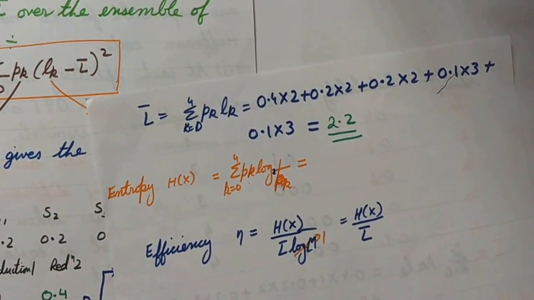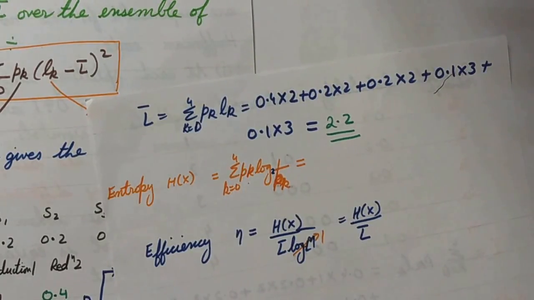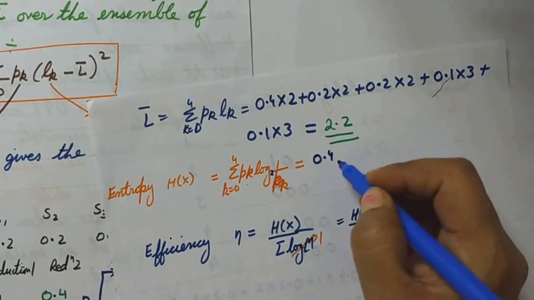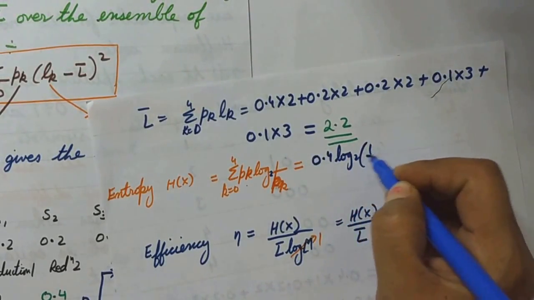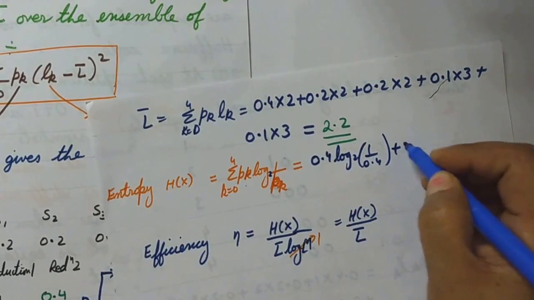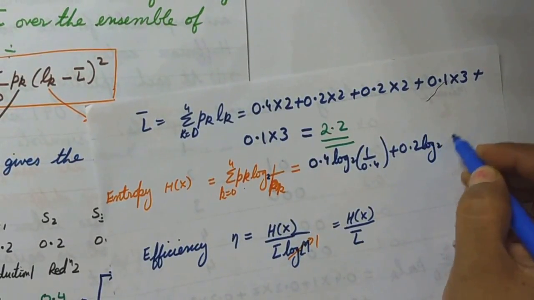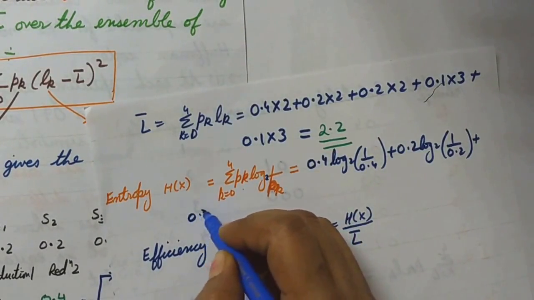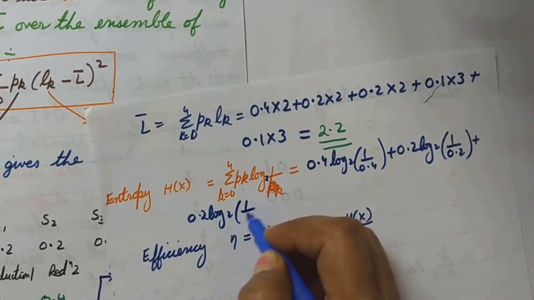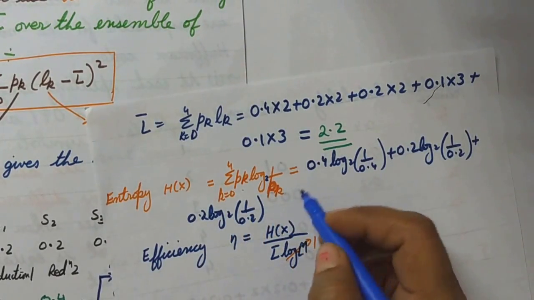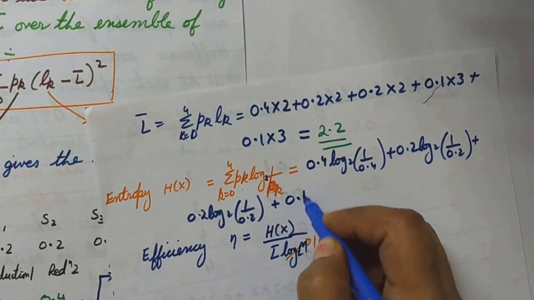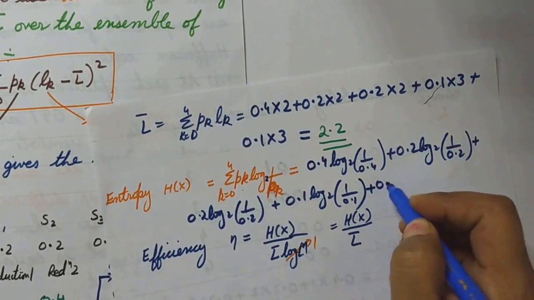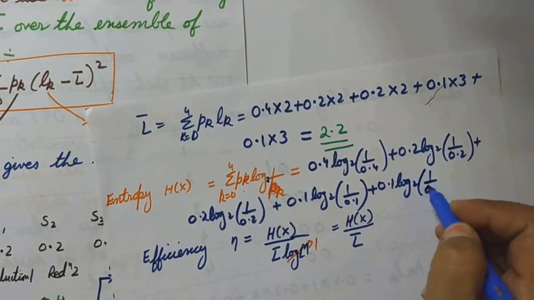So if I calculate the entropy using this formula, you can put the values: 0.4, the first probability, log to the base 2 of 1 upon 0.4, plus 0.2 log to the base 2 of 1 upon 0.2, plus again 0.2 log to the base 2 of 1 upon 0.2, and similarly I have two more symbols of 0.1 probability: 0.1 log to the base 2 of 1 upon 0.1 plus 0.1 log to the base 2 of 1 upon 0.1.